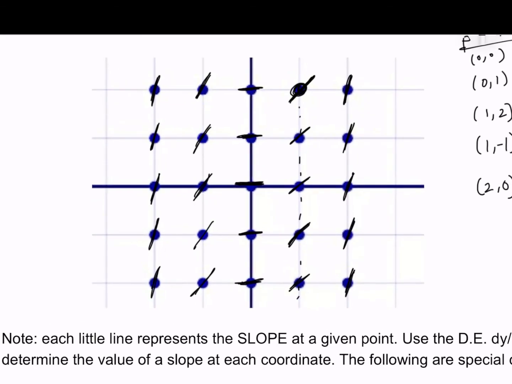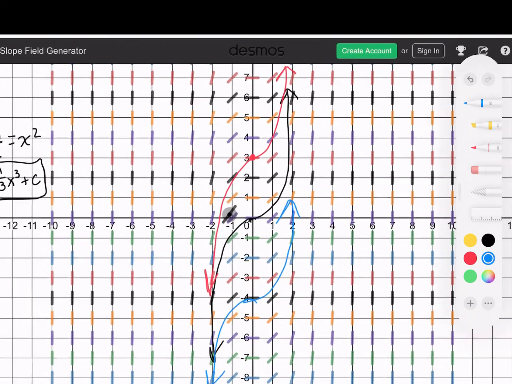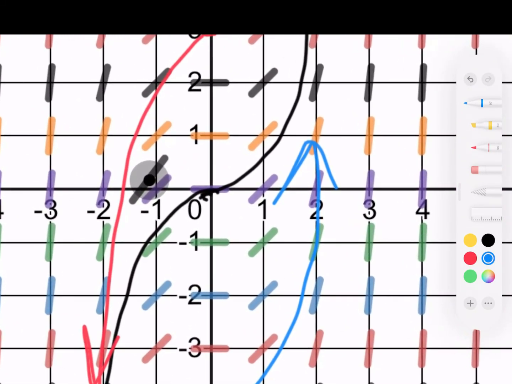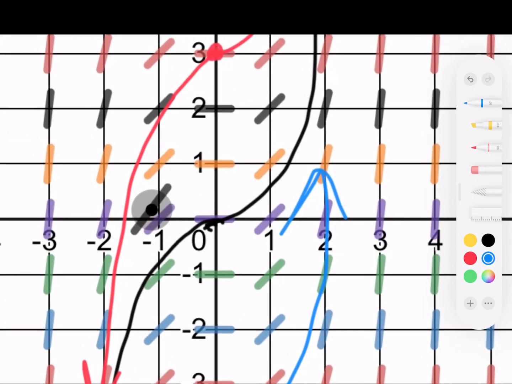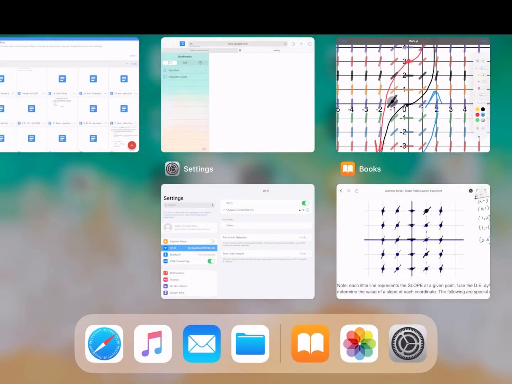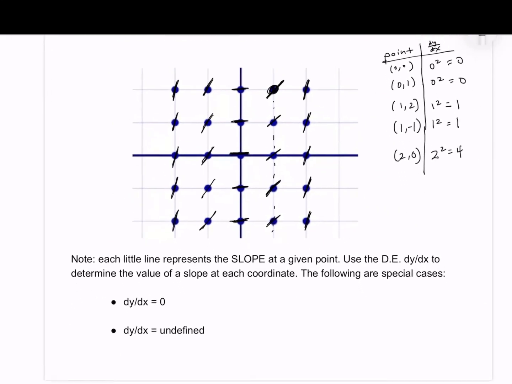And even though this is just a smaller piece, you can hopefully see the similarities between what we sketched and what was right here. So if I zoom in, this is what I just sketched. This is kind of the area that I sketched. So you can see at x equals 0, all those have a slope of 0. At 1 and -1, they have a slope of 1. And at 2 and -2, there's a steeper slope of 4. So that's a slope field. That's the basis of a slope field.